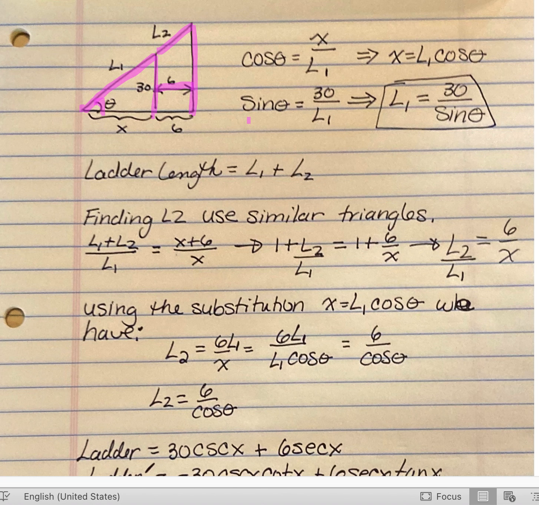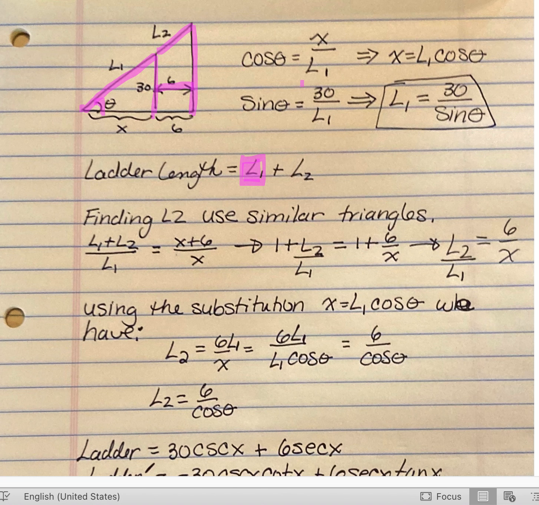Then I also found by using sine of theta, which is opposite over hypotenuse, that sine of theta is 30 over L1. And since we need to know what L1 is to make up the first part of the equation, when I cross multiplied, I found that L1 is 30 over sine theta.